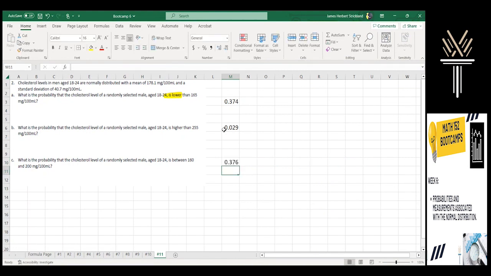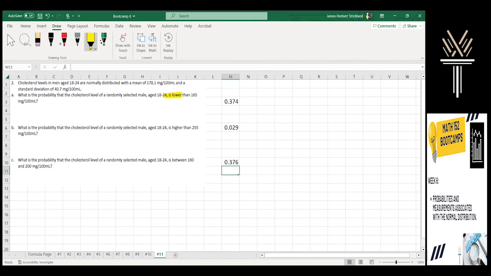And there we go. Of these three events, which one is most likely to happen? This bottom one. This one is the highest probability, so it's most likely to find somebody with a cholesterol at that age range between 160 and 200. Least likely to find somebody with cholesterol higher than 255. And you can notice that calculation is in fact significant, which means if you found somebody with that cholesterol, a number higher than 255, it'd be a red flag that there's something going on with them.